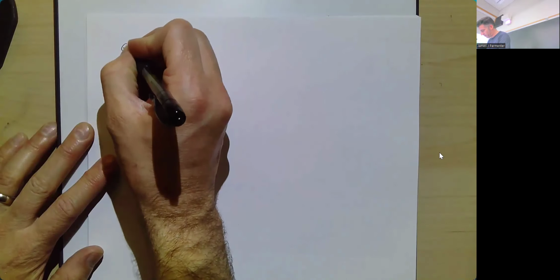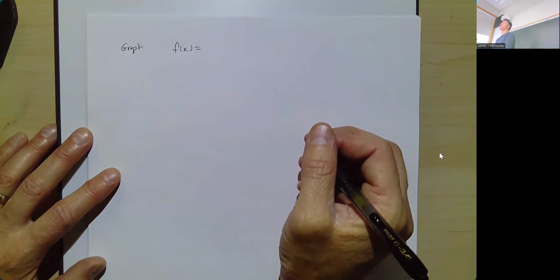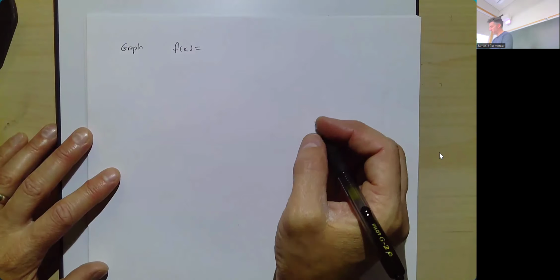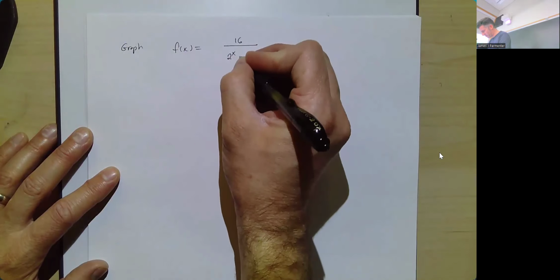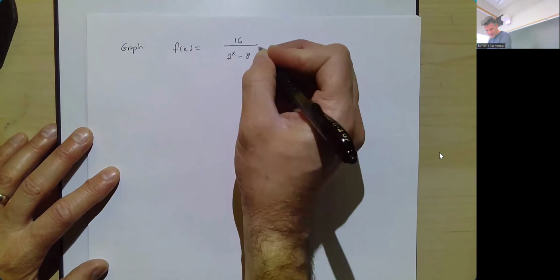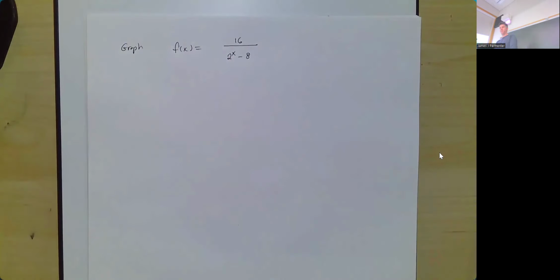Not that one. Let's make it a little bit less heinous. Let's say we want to graph f of x equal to 16 over 2 to the x minus 8. Yeah, that's kind of awful, but it's fine. Instead of doing e to the x, just to make it look slightly nicer numerically, we'll do this one.